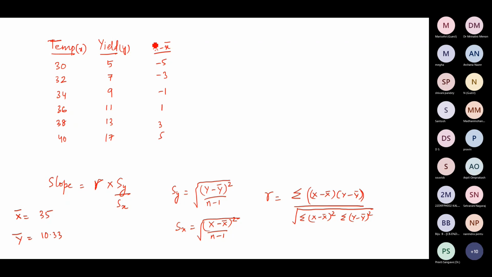Then X minus X bar whole square. This is just the square. 25, 9, 1, 1, 9, 25.